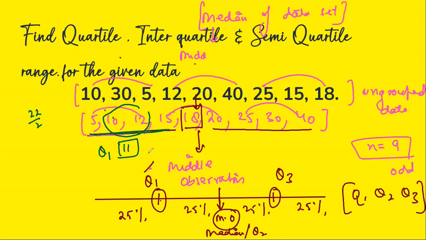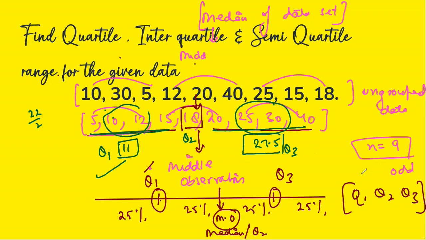Same thing we will do here. As per this data set, the middle values are these two. So 25 plus 30 is 55, and 55 divided by 2 is 27.5. So this is Q3. Now I have Q1, I have Q2, which is 18, and I have Q3. So this is how we find the quartiles.